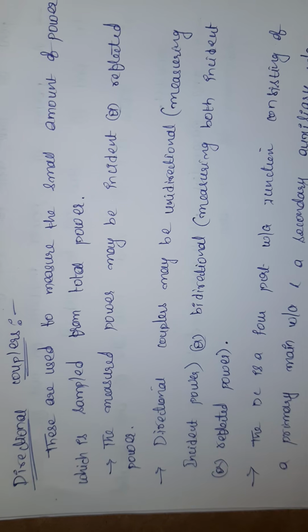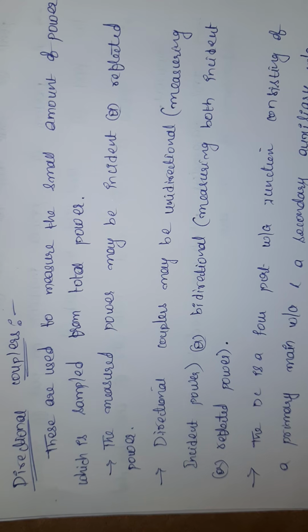There are different types of T junctions: E plane T junction, H plane T junction, and a hybrid T junction. Hybrid means it has the characteristics of both E plane T and H plane T. It is also called the magic T. So these are the microwave components. Microwave junctions are microwave components, and the next component we are going to discuss is the directional coupler.